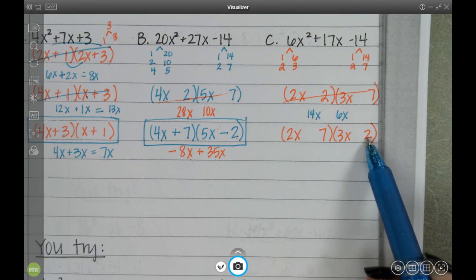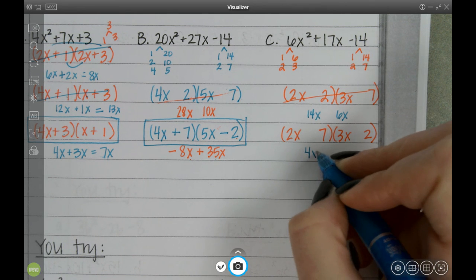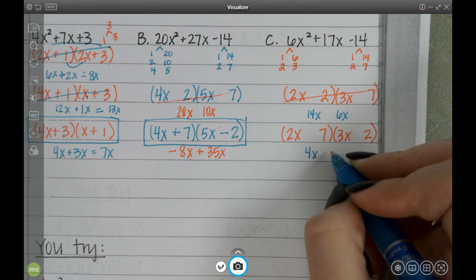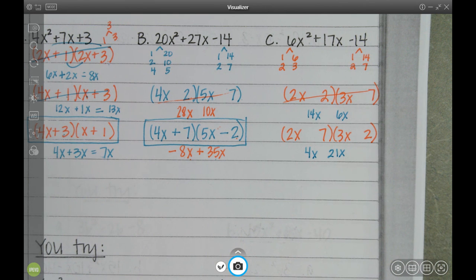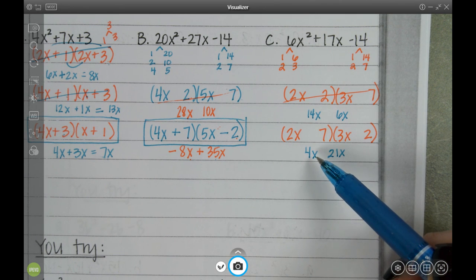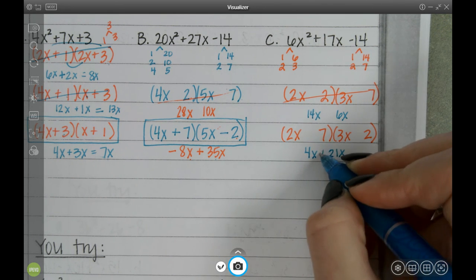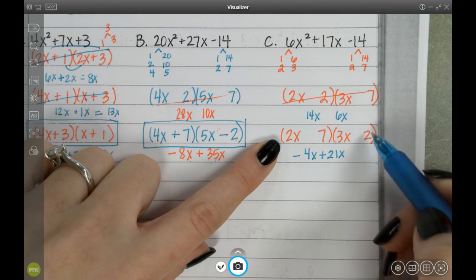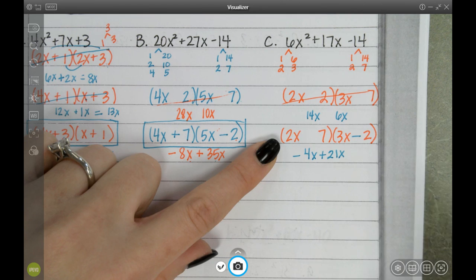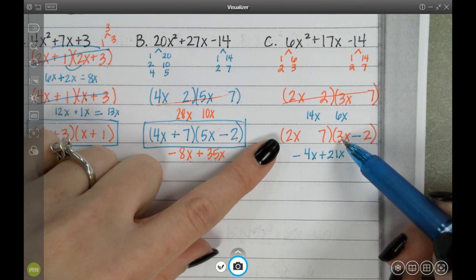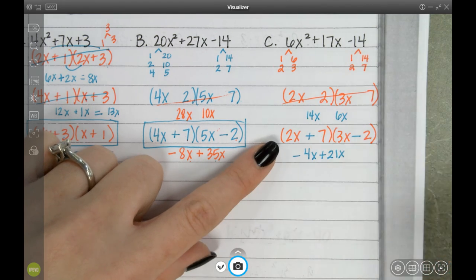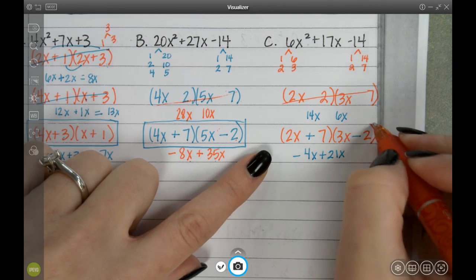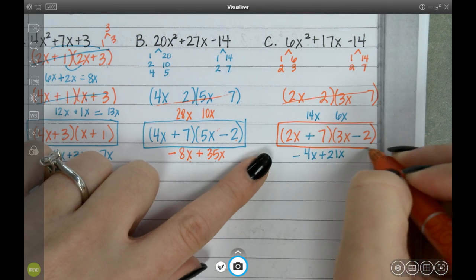Well, 2x times 2 is 4x. 7 times 3x is 21x. If I subtract those, can I get a positive 17? Isn't 21 minus 4 17? So I need a positive 21 and a negative 4. So 2x times 2, I need that to be a negative 4. 7 times 3, I need that to be positive 21. And there's my answer.